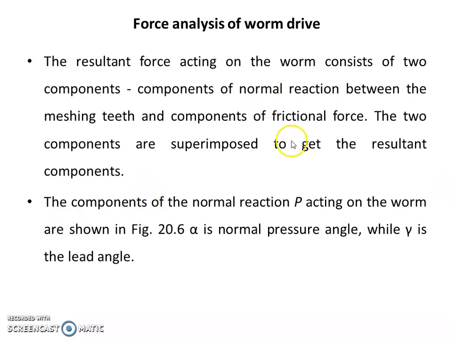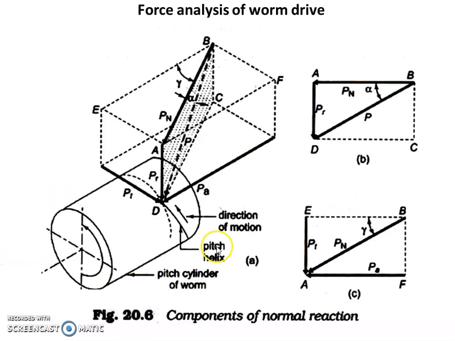The two components are superimposed to get the resultant component. So the resultant component will be identified based on two components: one is the normal reaction between meshing teeth and the other is the component of frictional forces. Similarly, the component of normal reaction acting on the worm should be considered here. This is a very important figure for understanding the different components of forces in case of worm.